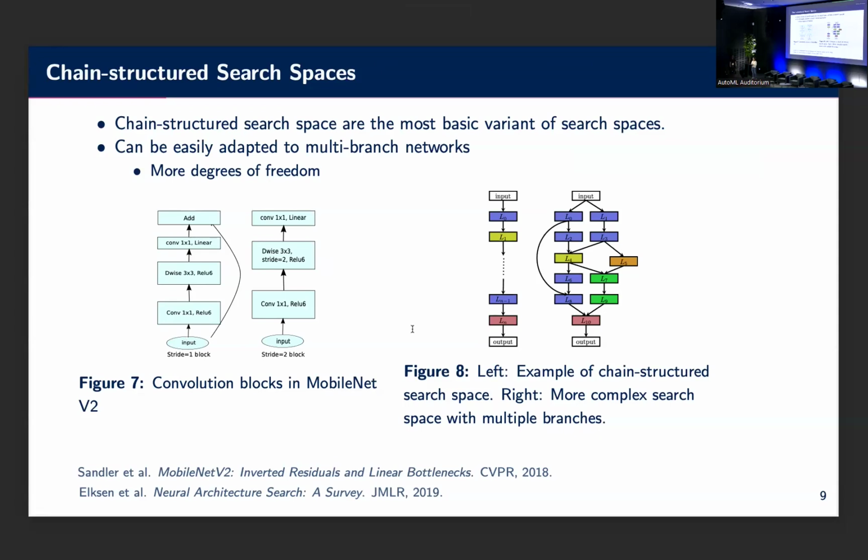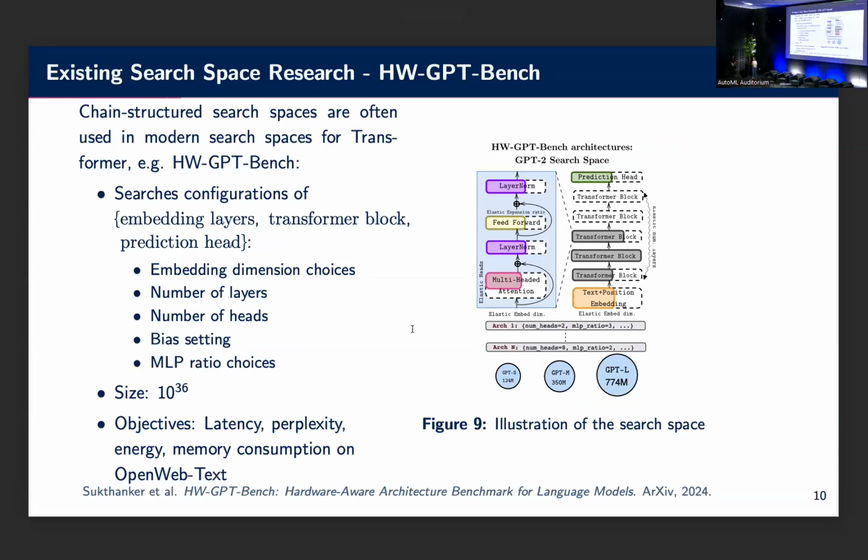These search spaces are rather important because they are also used in current benchmarks, for example, the HardwareGPT benchmark from Rhea, with actually kind of the idea to search for transformers. So these chain-structured search spaces can be easily used with a transformer kind of structure where you want to, layer after layer, search for different kinds of blocks, be it the embedding layer, the transformer block, or the prediction head, which is happening here.